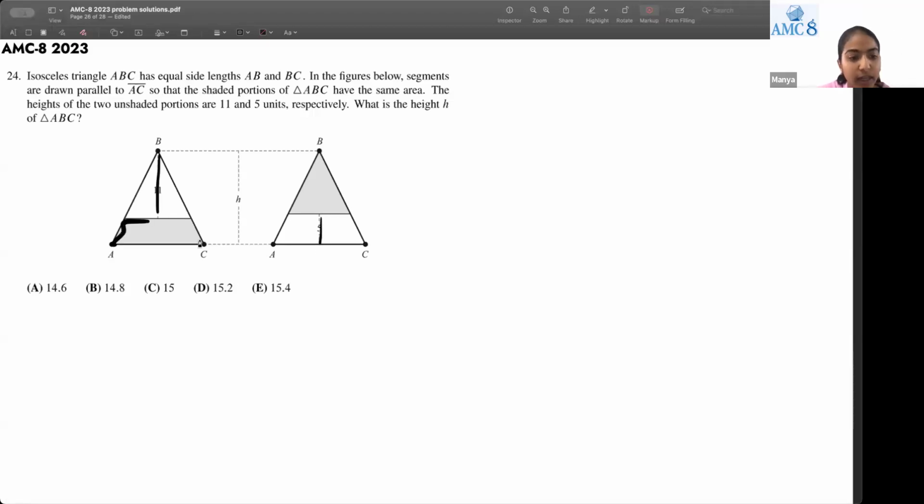And this area right here and this area right here must be equal. They said that they have the same area. So I'm just going to label this point right here something random, like maybe D, and this one maybe E. This one can be maybe F, and this one can be G. So we know that this line right here must be the height minus 11, and this one right here must be the height minus 5.